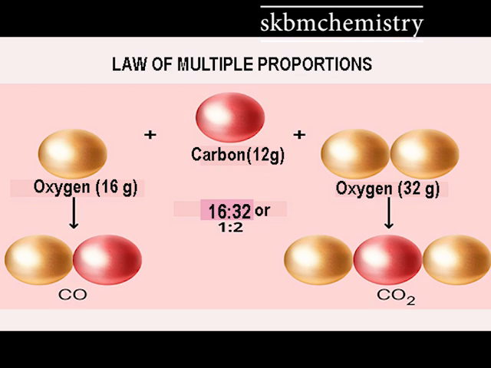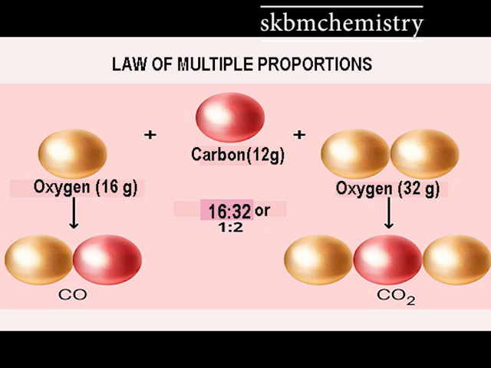In carbon monoxide, we can see that 12 parts by mass of carbon combine with 16 parts by mass of oxygen. On the other hand, in carbon dioxide, we can see that 12 parts by mass of carbon combine with 32 parts by mass of oxygen to give carbon dioxide.